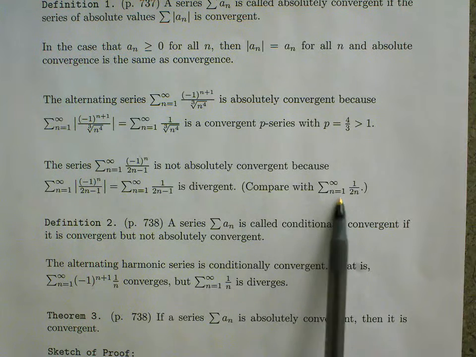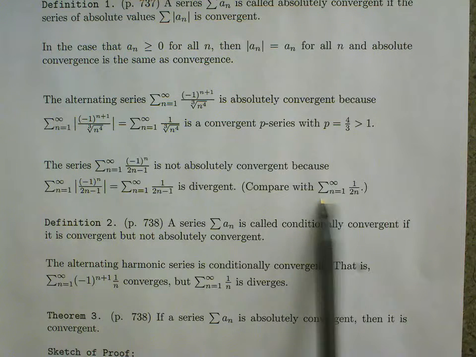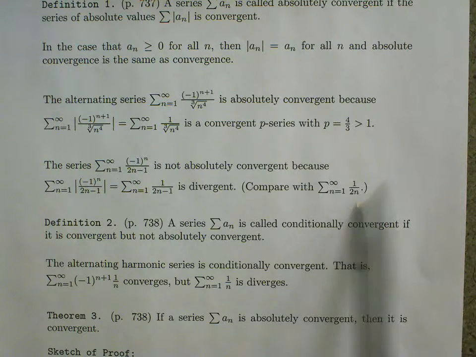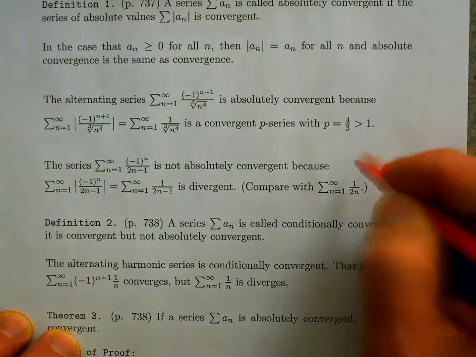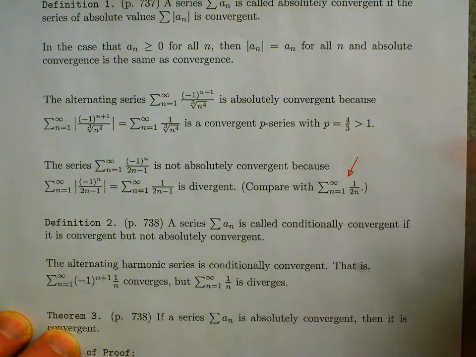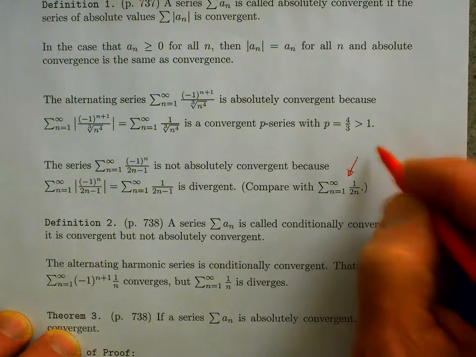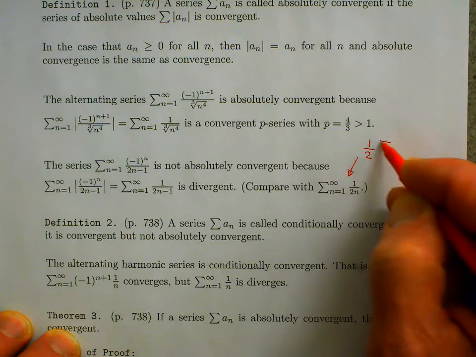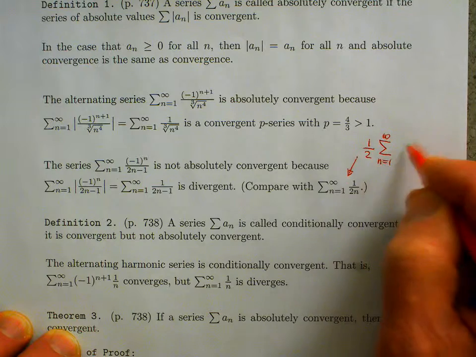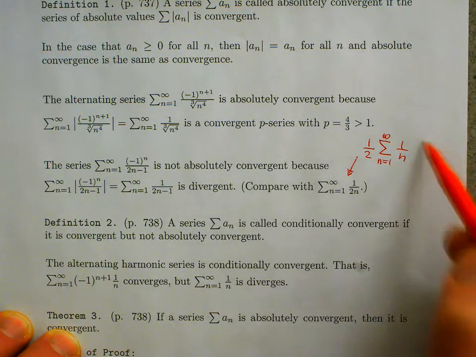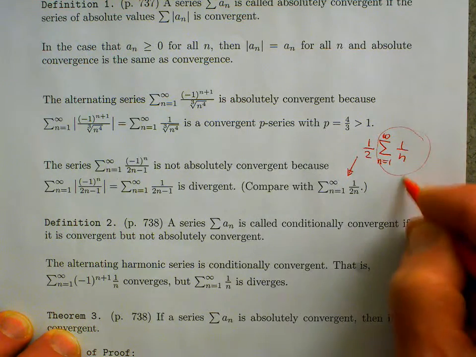We can compare it with this divergent infinite series where the terms are 1 over 2n. I'll just make a note of this one. This is equivalent to thinking of multiplying 1/2 times the harmonic series. And the harmonic series diverges.